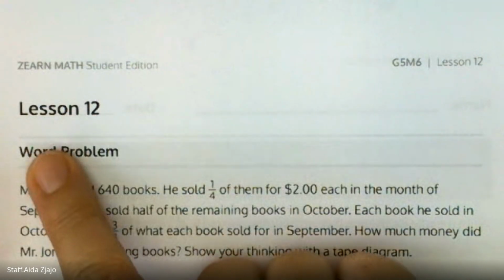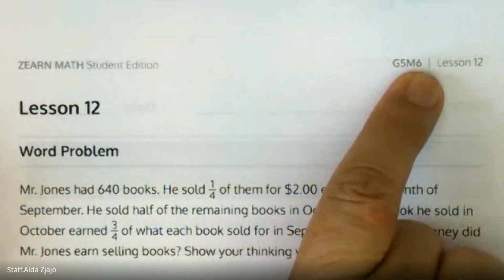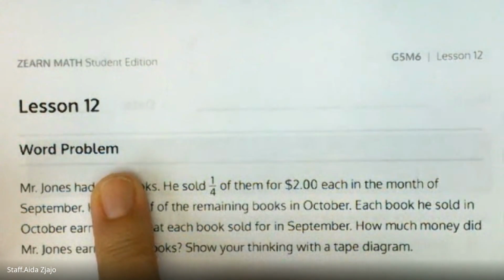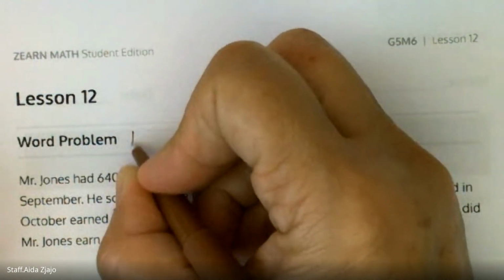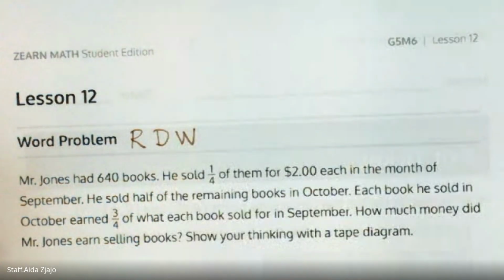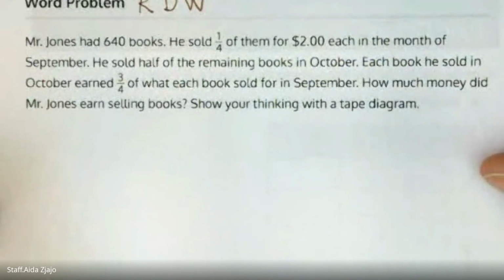Today we're going to have lesson 12, grade 5, mission 6. It's a word problem. We're going to use, as always, the strategy read, draw, and write. Let's see what they would like us to do.